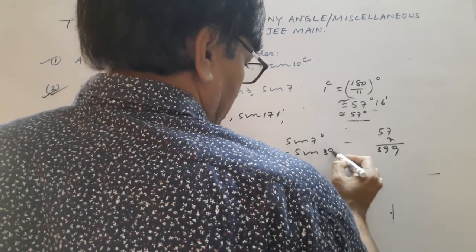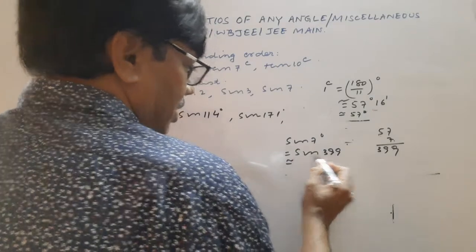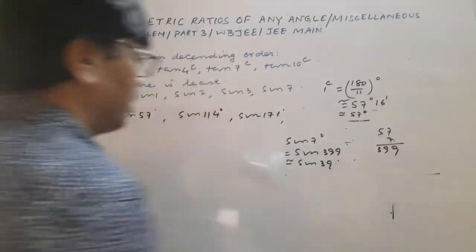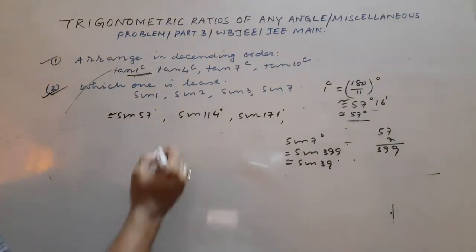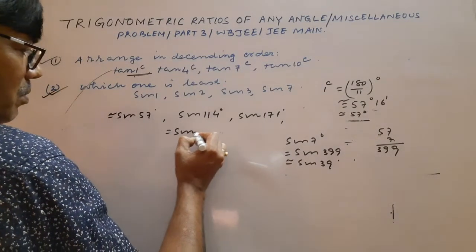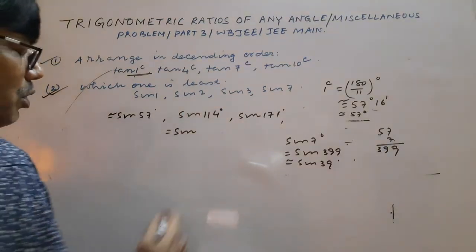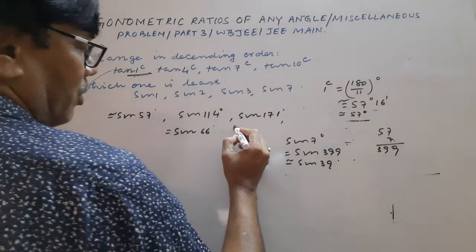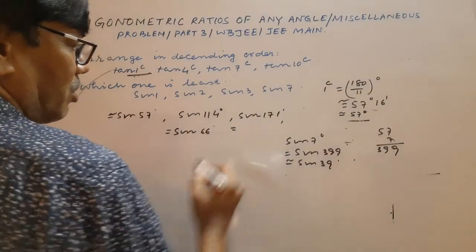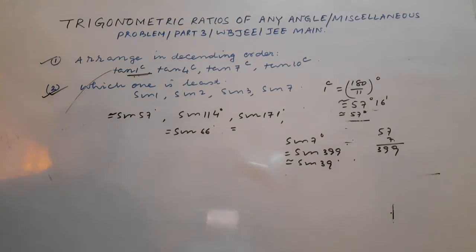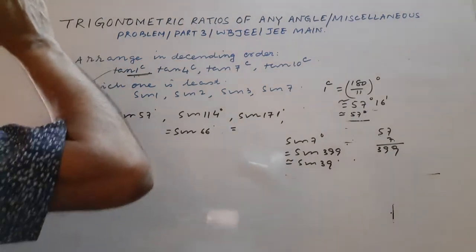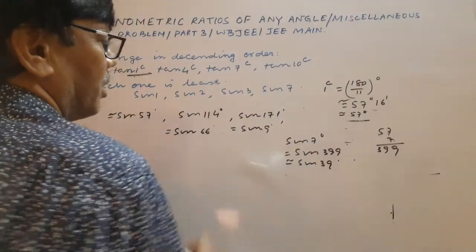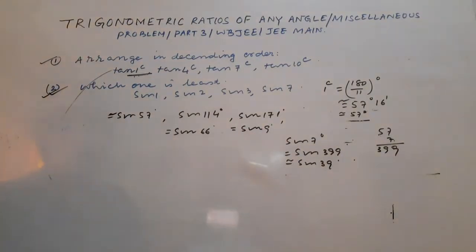And sine 7 is approximately sine 57 into 7, which is 399, so sine 39 degree, in the first quadrant. Sine 114 is sine 180 minus 114, so 66 approximately. And sine 171 is approximately sine 9 degree, 57 into 3.